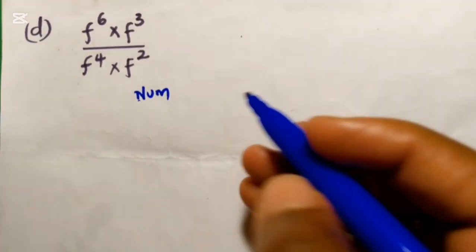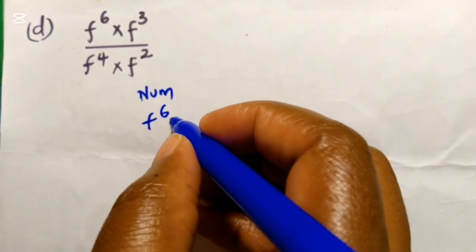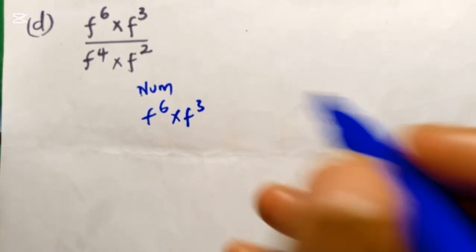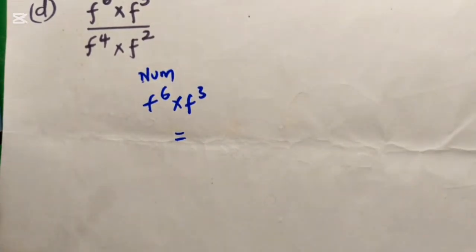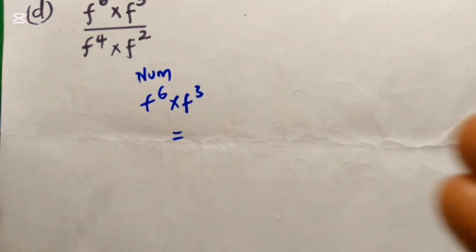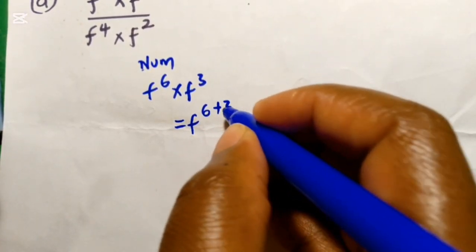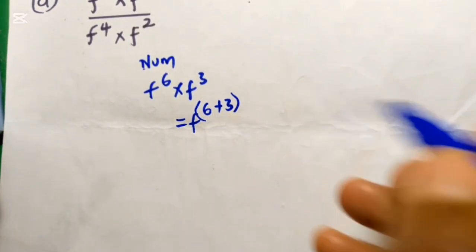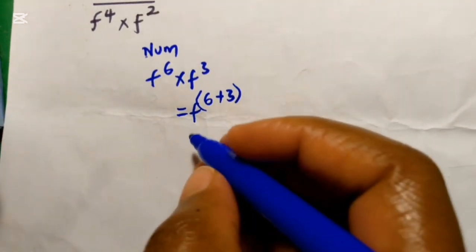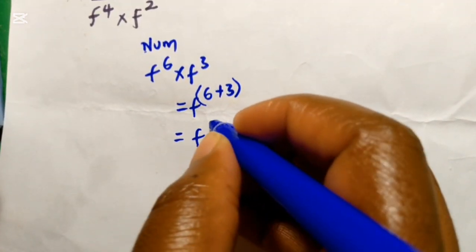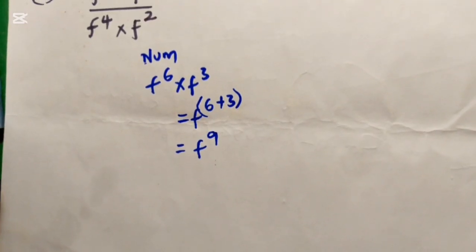Okay, so the numerator has f power 6 times f power 3, which is the same as, this is now multiplication of indices. This is the same as f power 6 plus 3. Because this is multiplication, we said we add the powers and maintain the base. And this will be the same as f power 9. Remember that is the numerator. We go to the denominator.